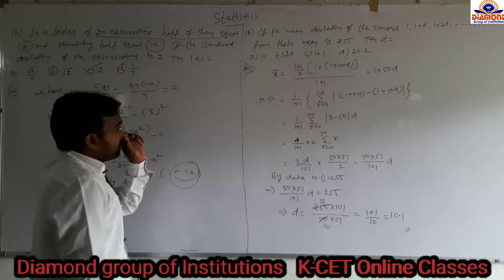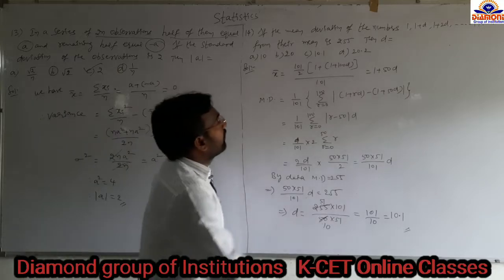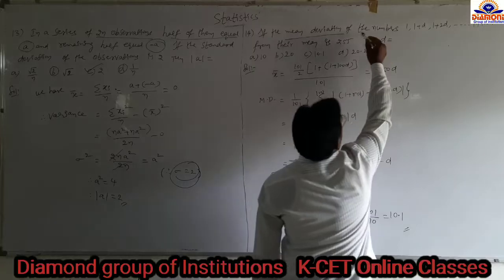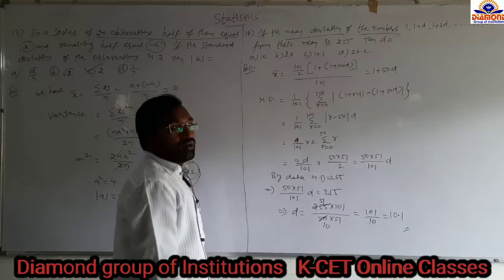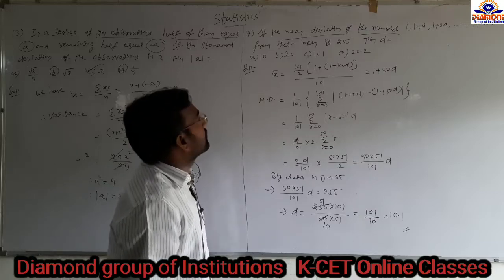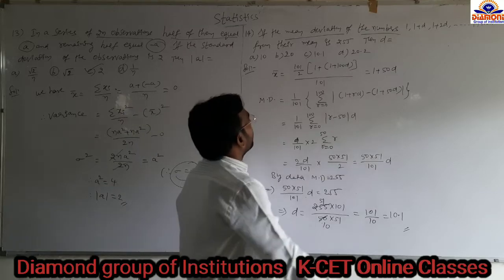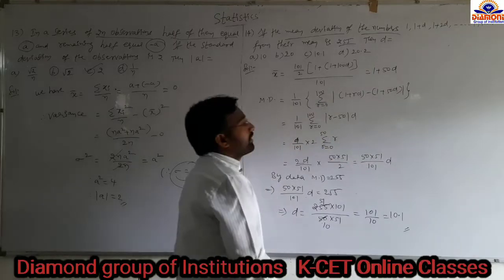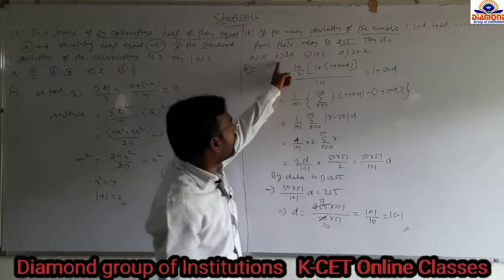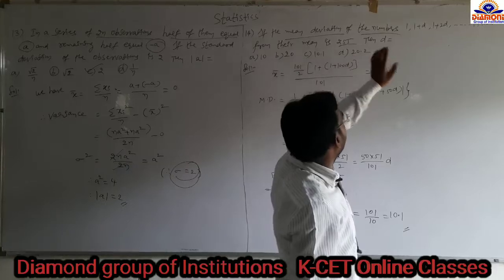Next problem. If the mean deviation of the numbers 1 plus d, 1 plus 2d, and so on up to 1 plus 100d, an AP series, from their mean is 255, then d equal to what? Option A 10, option B 20, option C 10.1, option D 20.2.